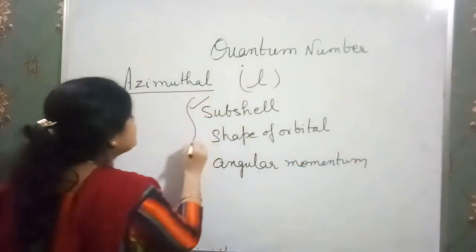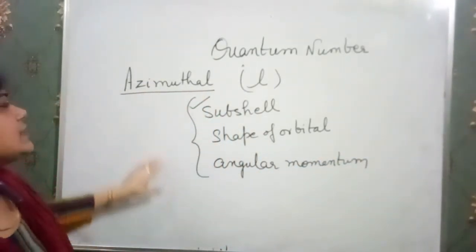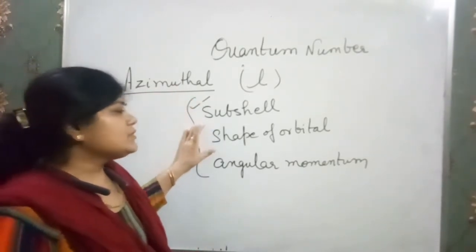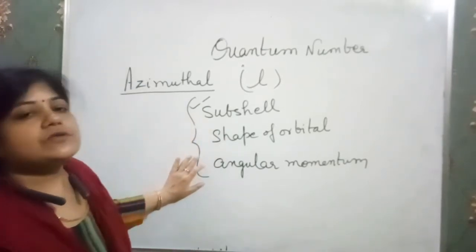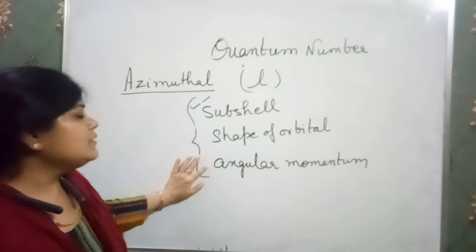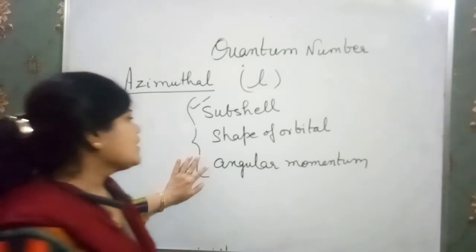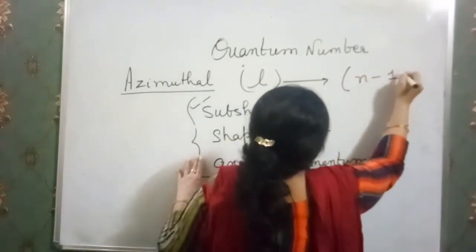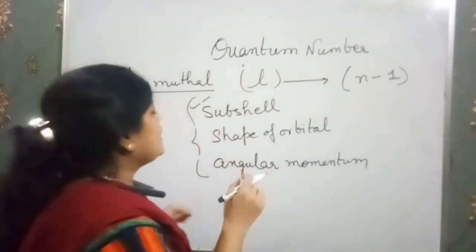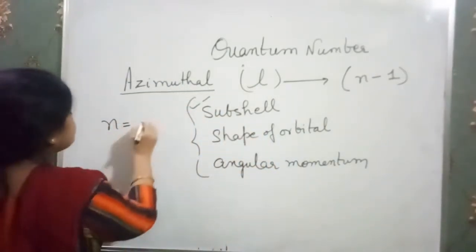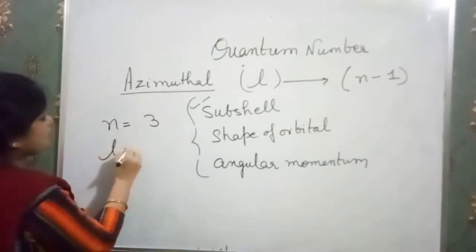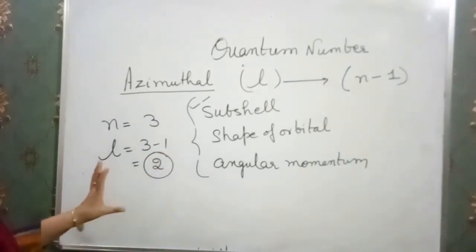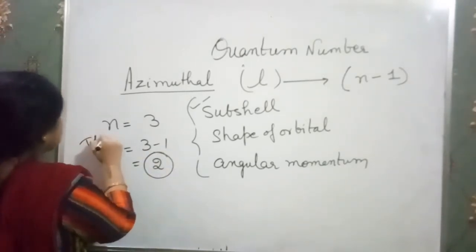So with the help of azimuthal quantum number, we can find out three things. Azimuthal quantum number tells in which subshell the electron goes. It also tells the shape of the orbital, and with the help of that, we can find the angular momentum of the electron. Now the value of l is from 0 to n minus 1. For example, if the value of n is 3, so the maximum value of l is 3 minus 1, which is equal to 2. This is the total number of azimuthal quantum numbers.